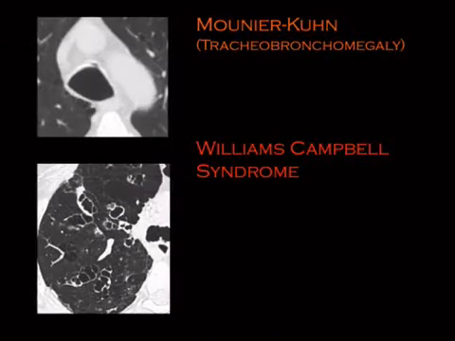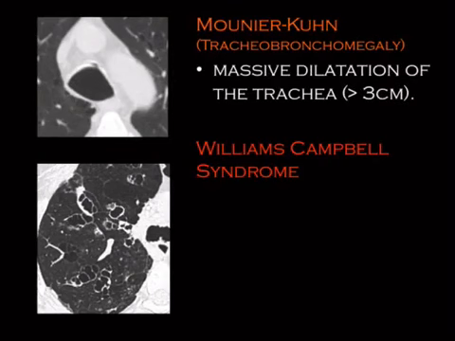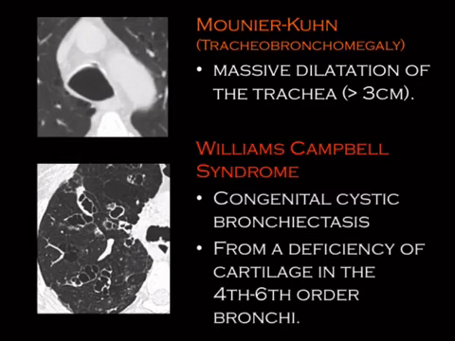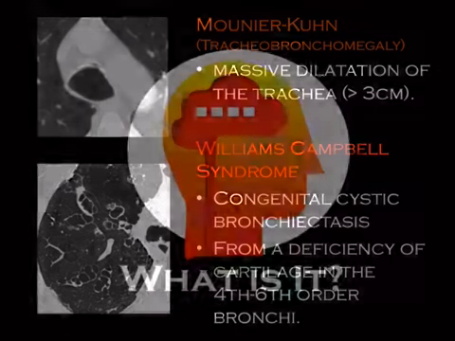So this is Mounier-Kuhn, which is this massively dilated trachea. That's the only thing that looks like that. And this is Williams-Campbell syndrome, which is an absolute total zebra. It's a congenital cystic bronchiectasis because you're missing the cartilage in these more distal bronchi. And that could be a couple of different things, but in the absence of a history of a lot of infections, that's what you're looking at.